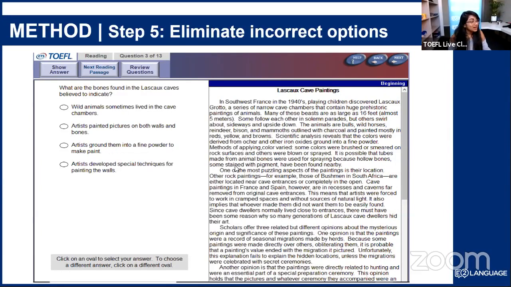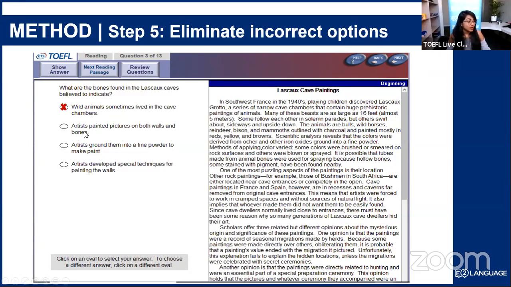So the first option is wild animals sometimes lived in the cave chambers. Does the paragraph actually say that? Do they say wild animals lived there? Let me know in the chat box. Do you think this is the correct option? The first one? No, right. Because they said that the paintings of animals were found in these caves. We don't know if animals actually lived in those caves. So you're right, the first one is not the correct answer.